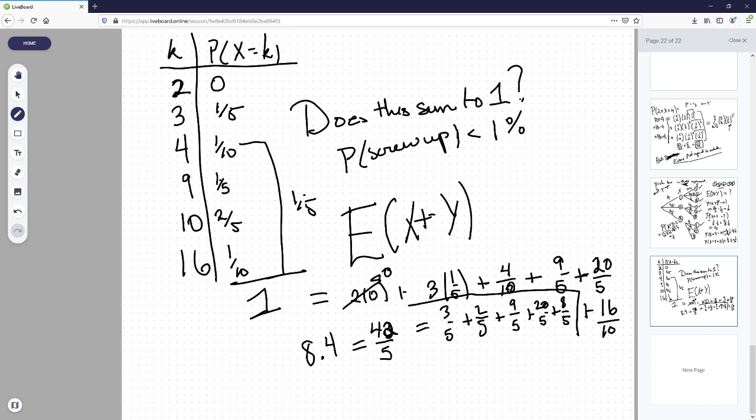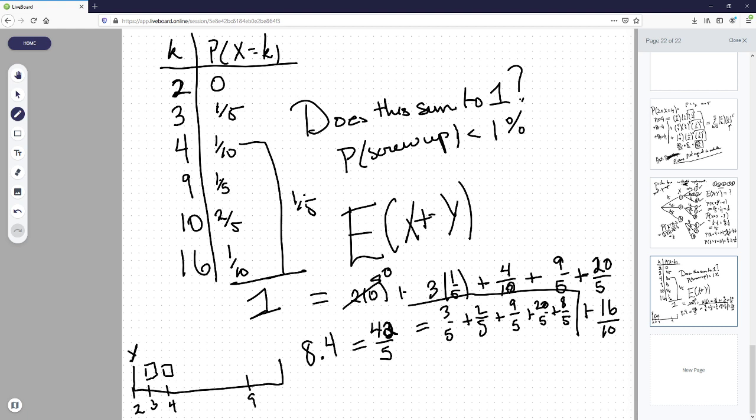So the question is, is this a reasonable expected value to see? And the answer is, if we graph out where all the stuff is, basically pretend that everything is on some kind of balance beam. At 2, we have nothing. There's nothing sitting there. But at 3, we have a little weight. We have a 1/5 weight. At 4, we have half of that weight. We have 1/10. And then we go all the way up to 9.